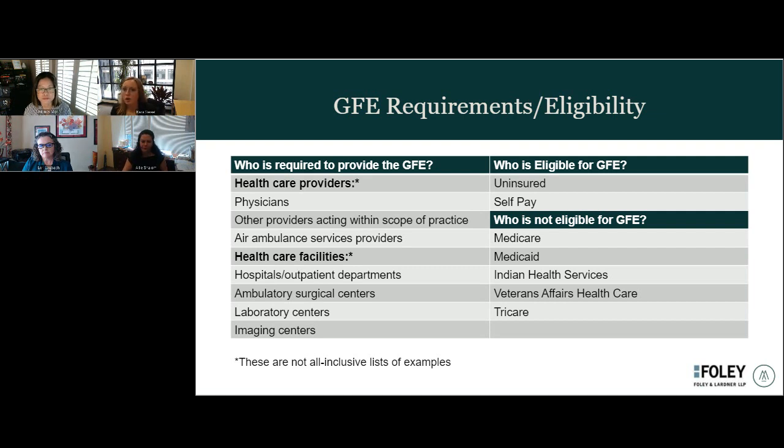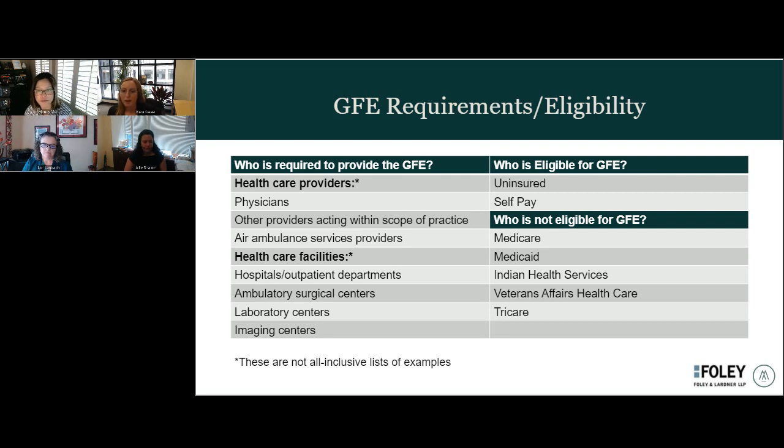On the other hand, who is eligible to receive a good faith estimate? It's typically uninsured and self-pay. Self-pay are those who may have insurance but are choosing not to use it for this particular service. It is the obligation of the healthcare provider or the healthcare facility to determine if the patient is uninsured or self-pay.